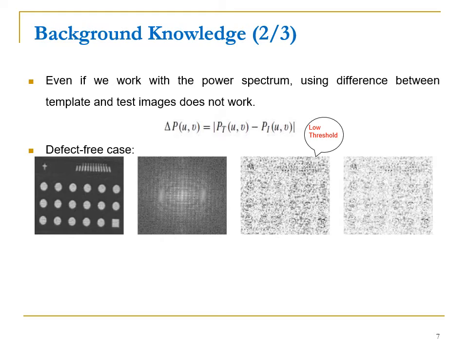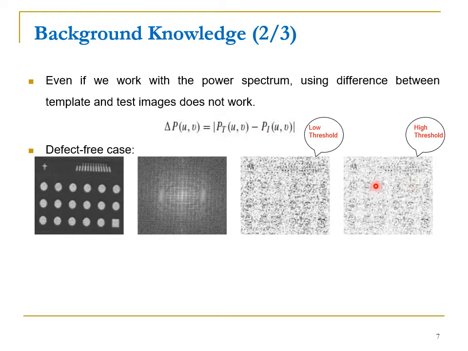If the difference in the power spectrums exceeds this threshold, then that corresponding frequency component is retained, and finally IFT is applied. And so at number 4 we have set a high threshold. So we can see that when the threshold is set high, the difference image gives nearly uniform intensity.